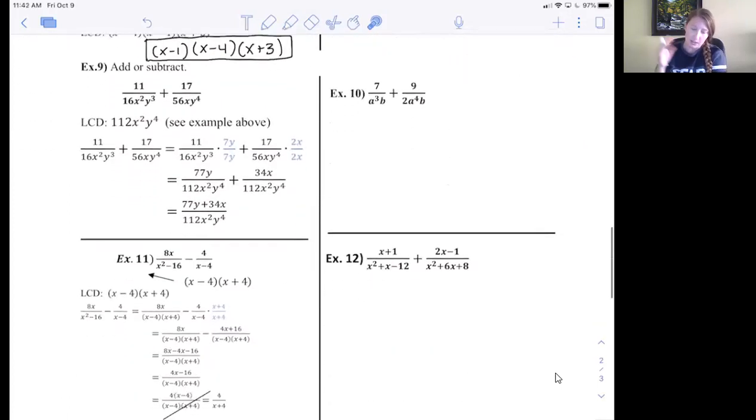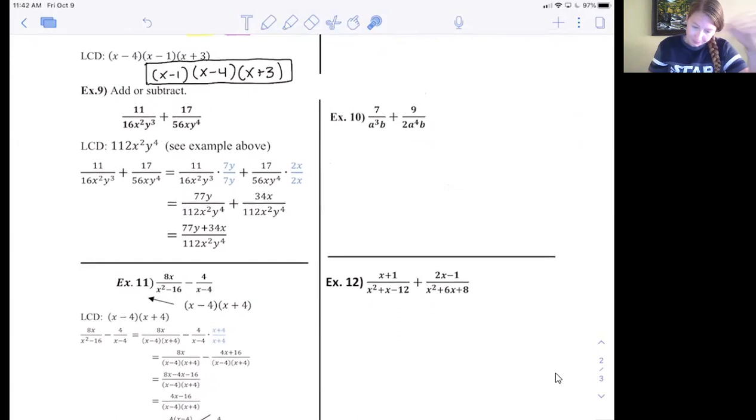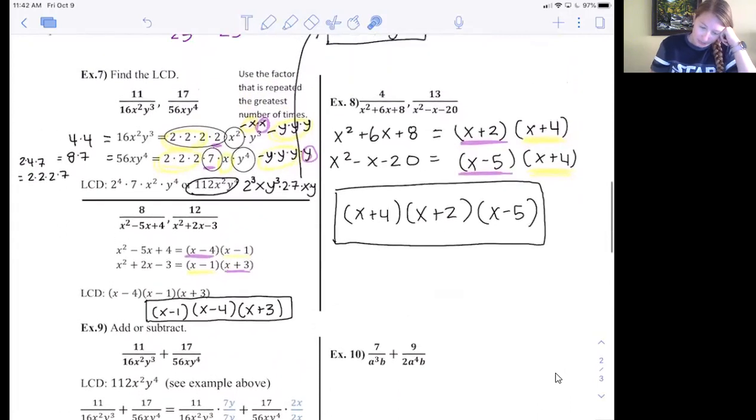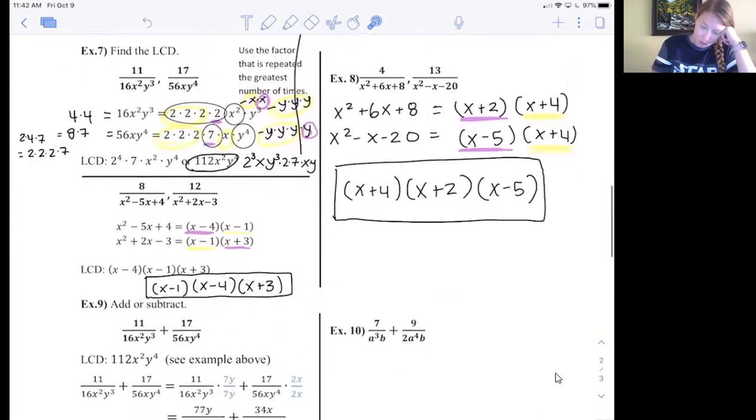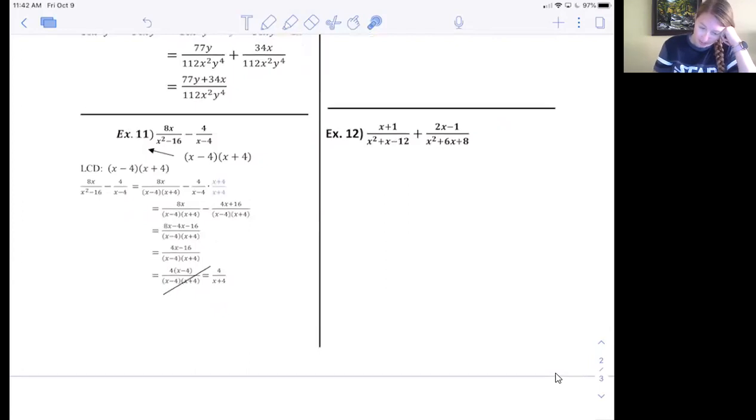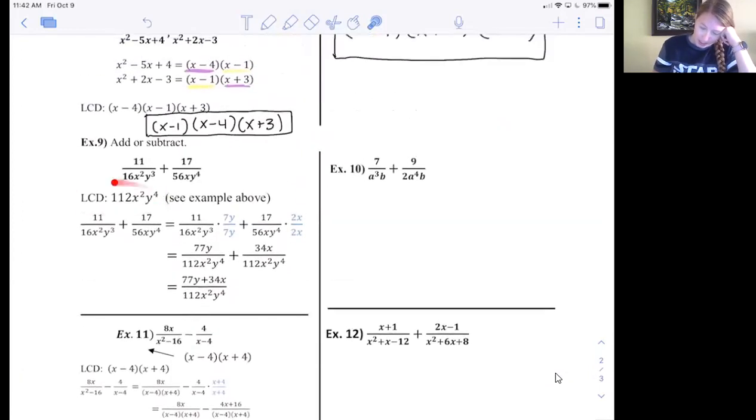Okay, now it's the same type of thing. It gets a little more complicated because now we're not just finding the LCD. Now we need to find the LCD and then add or subtract the fractions. So for this first one, okay, so we found the LCD for this up here on example 7. Okay, so we know, if you're confused where they got this LCD, look at the example above. It says it right there, but just look at the example above. Okay, so we know what the LCD is.